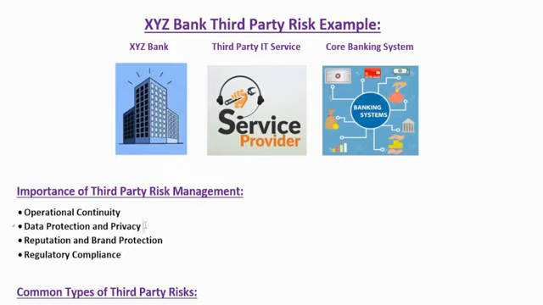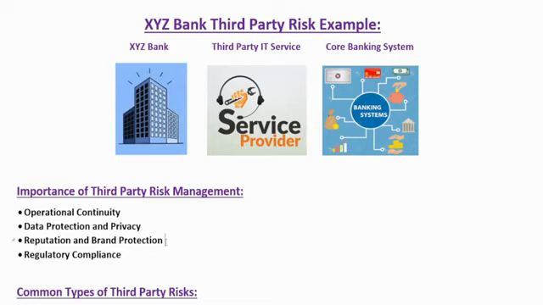The second importance is data protection and privacy. Third parties often handle sensitive data and have access to an organization's systems as well. So basically, effective risk management ensures that appropriate safeguards are in place to protect confidential information, and that they maintain compliance with data protection regulations as well. Like if we talk about our example, due to poor evaluation in selecting the third party IT services provider, XYZ Bank's data protection and privacy could be compromised.